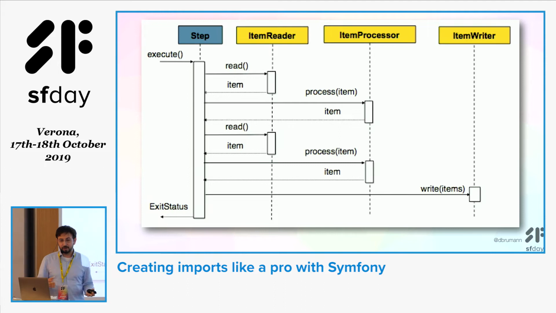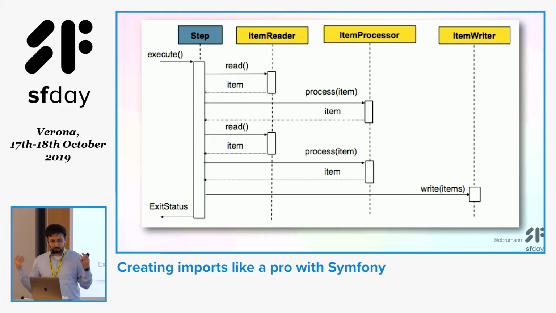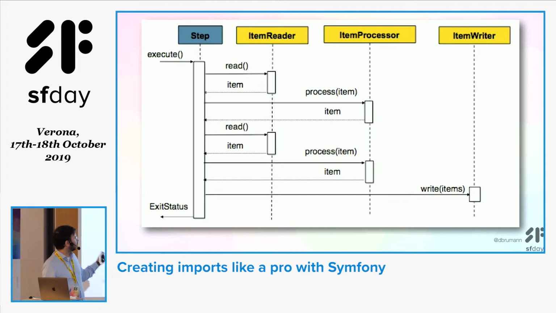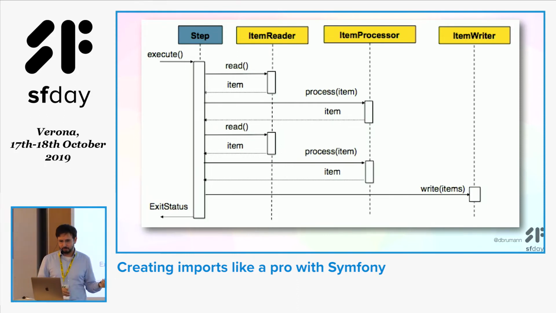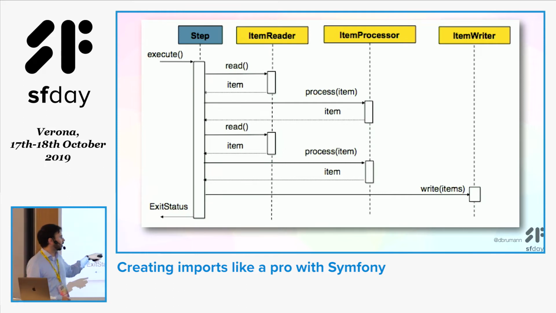This can be a different item because in processing it can change, and then you actually read it again for as long as you want till you hit a certain batch interval, and then all those items that you have processed in this interval are passed into the item writer. This is actually quite useful.